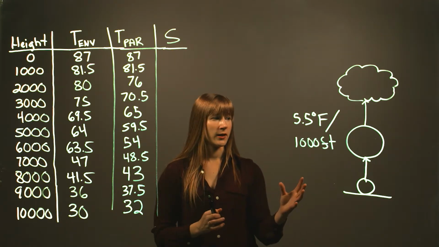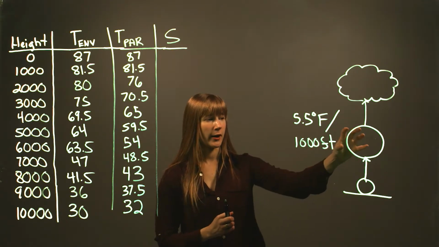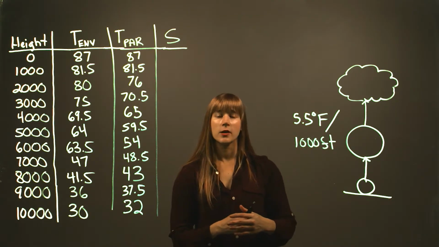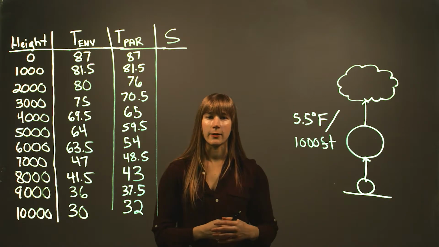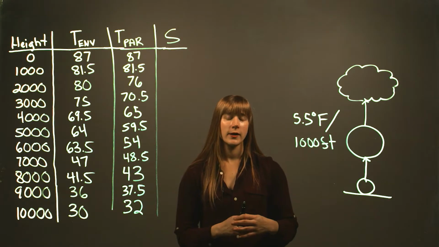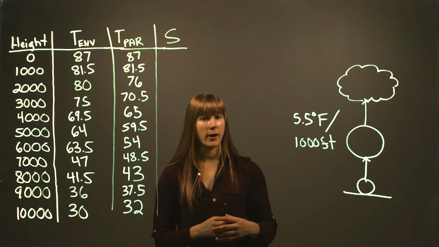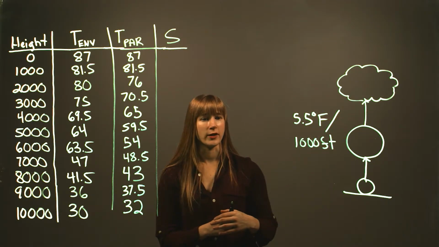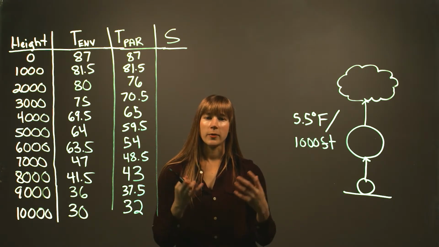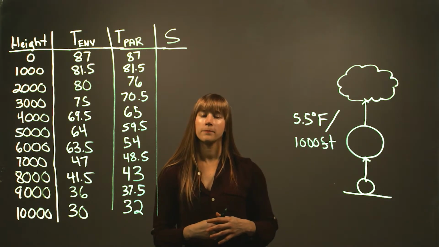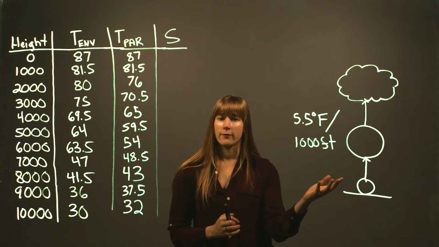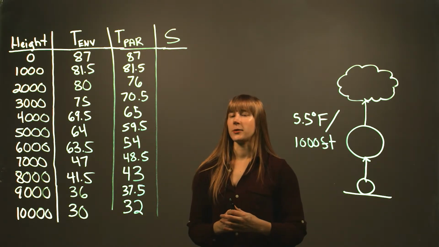When the environment is colder than our air parcel, that means our air parcel can rise easily. So that would be an unstable environment. But when the environment is warmer than our air parcel, the air parcel will become negatively buoyant. It's going to sink rather than rise. So that would be a stable environment. And in the middle, we have a neutral environment, where the temperature of the environment matches the temperature of the air parcel.